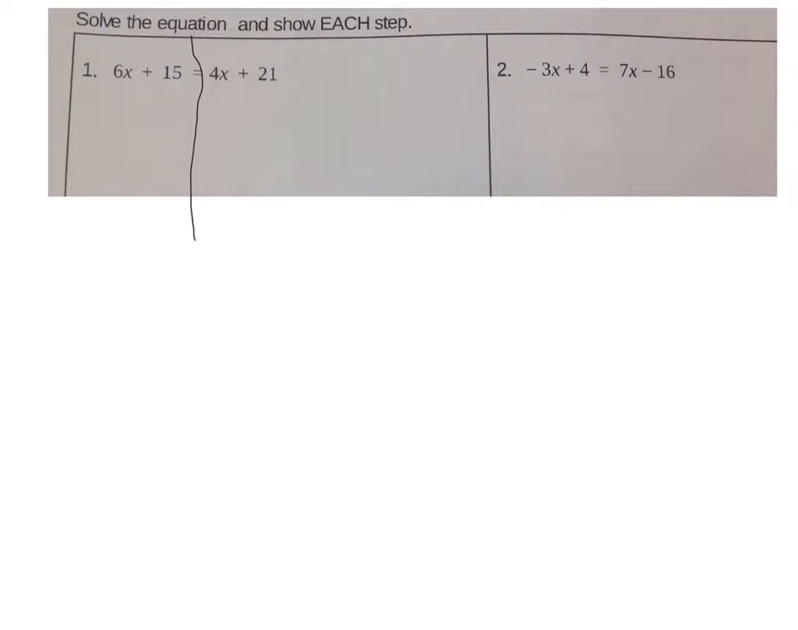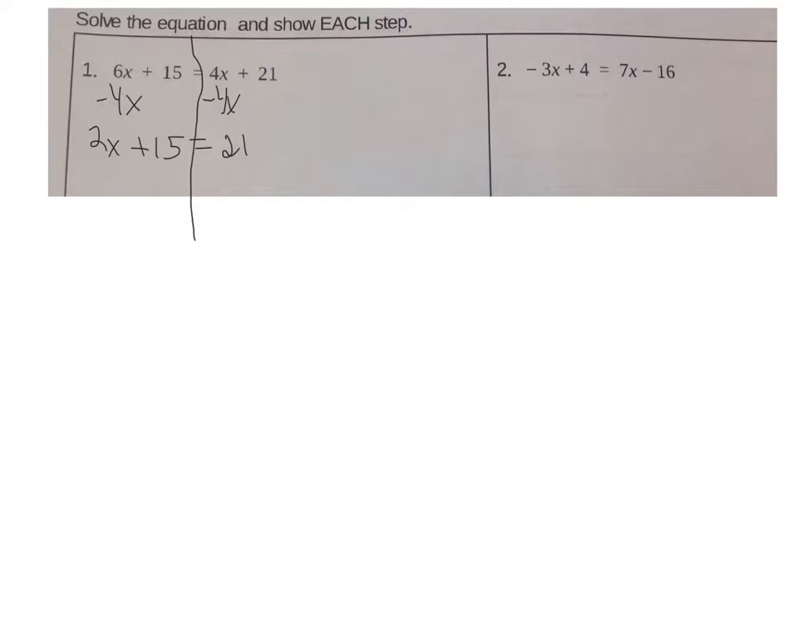So now what we want to do is either to take this 6x and move it over there, or we want to take this 4x and move it over there. I'm going to get rid of the 4x just because that's what I'm going to do. To take away a positive 4x, I have to go ahead and subtract 4x from each side, because whatever I do to one side, I do to the other. So when I do that, I end up just having 21 over on this side, and over here I have 6x minus 4x is 2x plus 15.